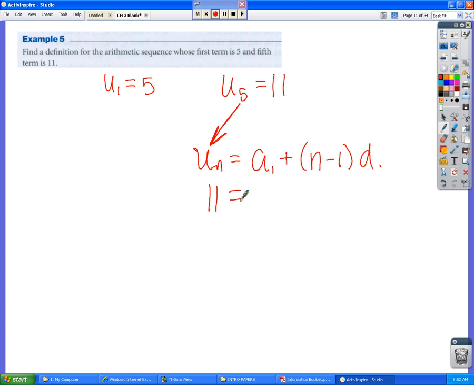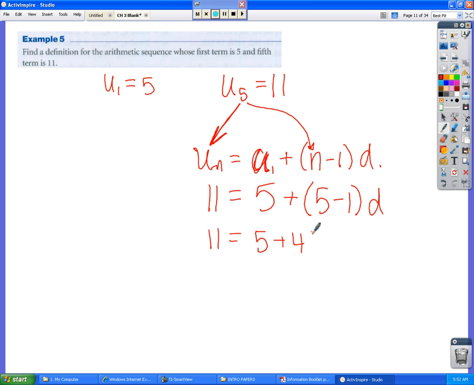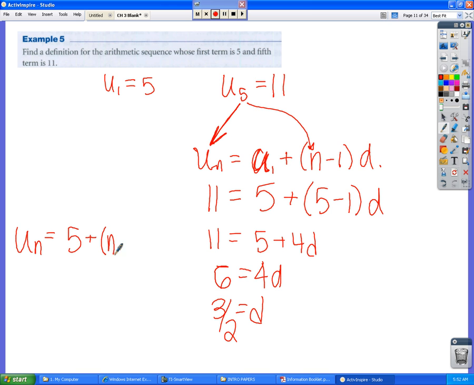Your u sub 1 would be 5, plus your n is this 5 sitting here, so this is 5 minus 1. We just don't know the common difference. So I'll be able to find the common difference, which is the only thing I really need to write the definition. So 11 is equal to 5 plus 4d. So 4d is equal to 6. D is equal to 3/2. So your actual formula would look like u sub 1 plus n minus 1 times the common difference of 3/2, and then you can simplify it.